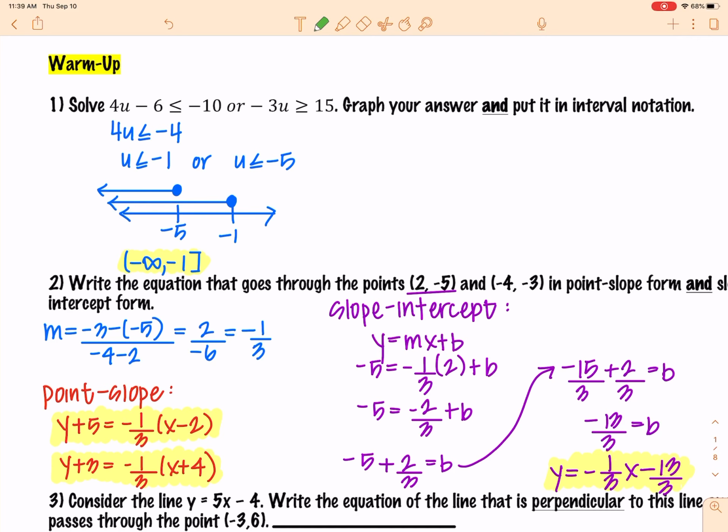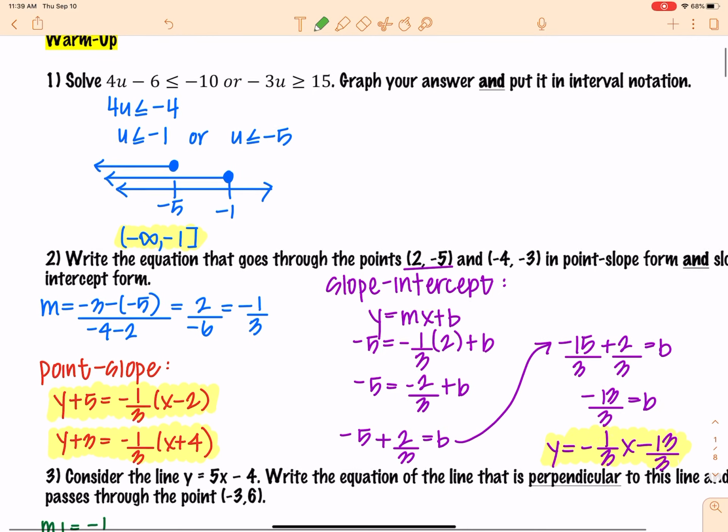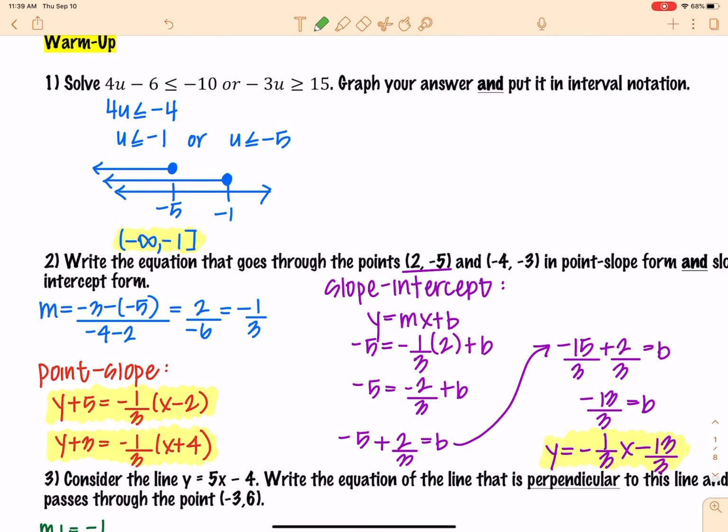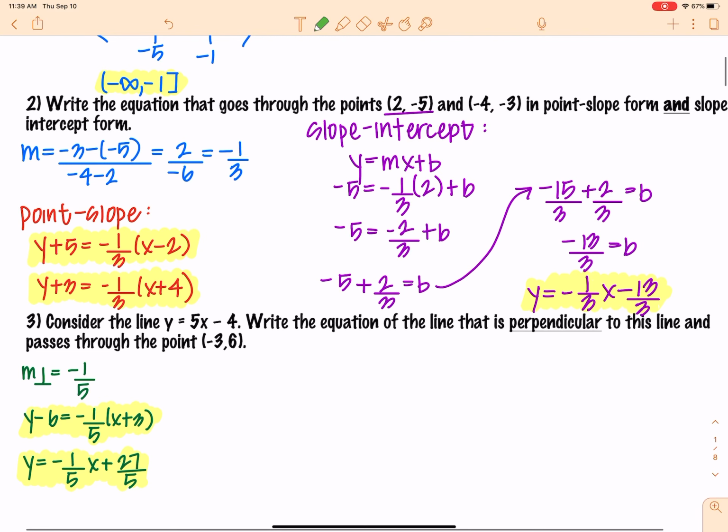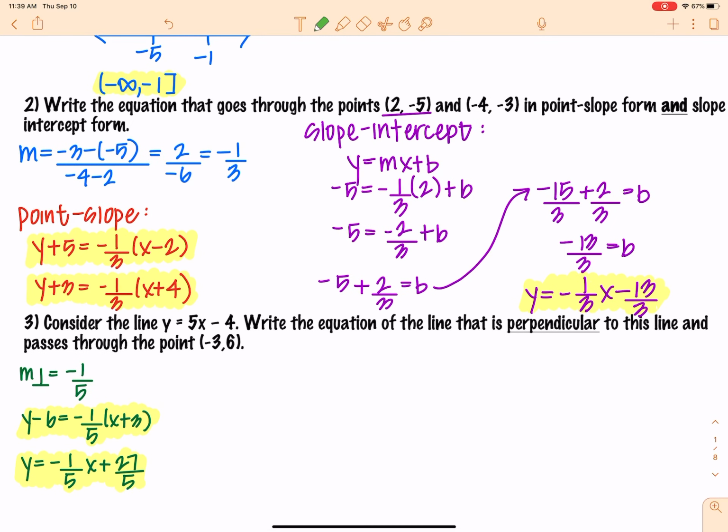All right, number 3, it doesn't specify which type of equation you want, so you could use either one. As we know, the one I want you guys to do is that first one. But if you happen to want to play around with fractions, just know that you'd have to solve for b and get the 27/5 part if you wanted it in slope intercept form.